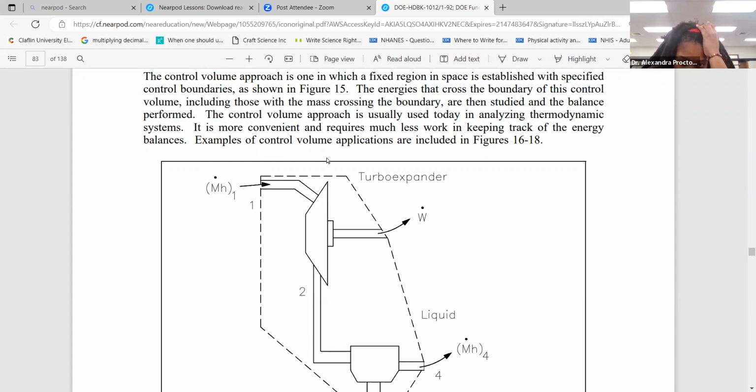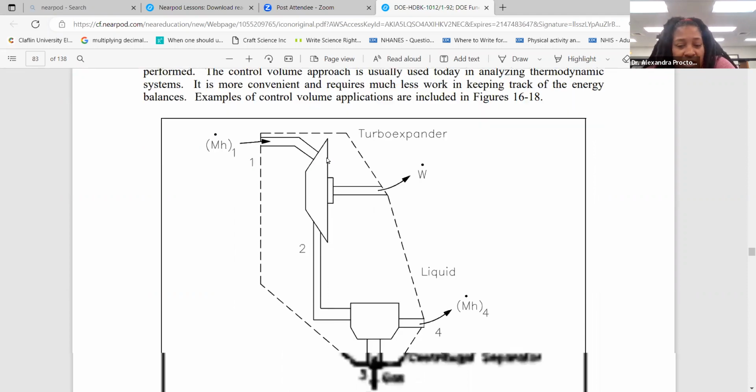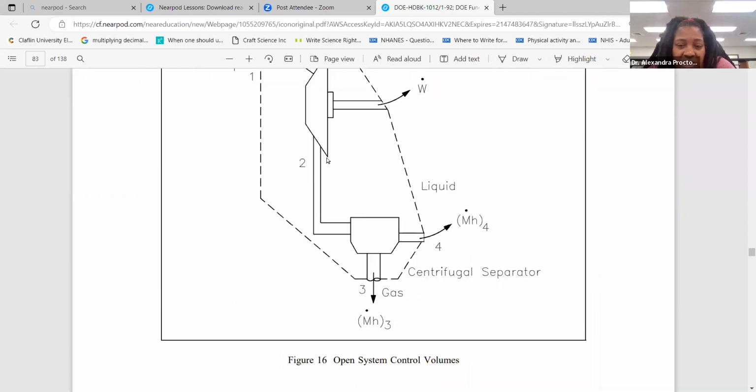If you're not talking about this particular system, it's a little bit more difficult to use the mathematical approach because you have to make all these different exceptions. So it's more convenient and requires much less work.